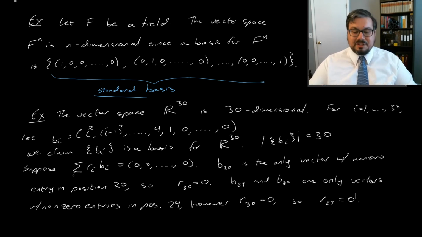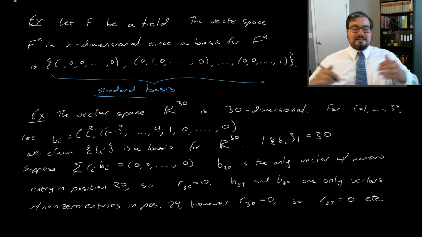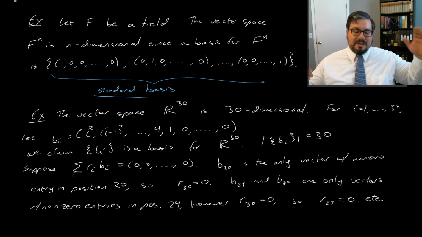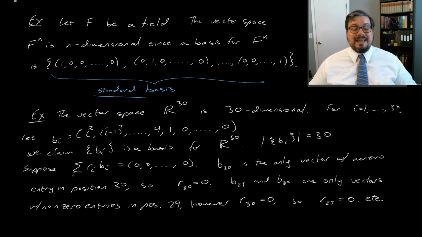We can continue this process, going backwards basically, to show that every one of these r values must be 0. That means that this set of vectors is linearly independent, and since it's the right size to be a basis of R30 and linearly independent, it is a basis for R30. And we were able to do that without referring to anything about spanning R30 at all.